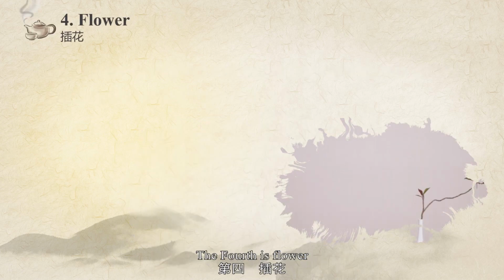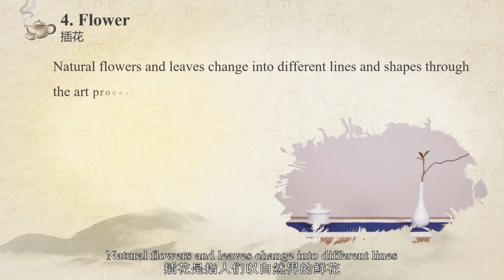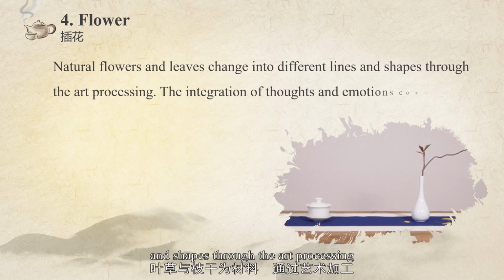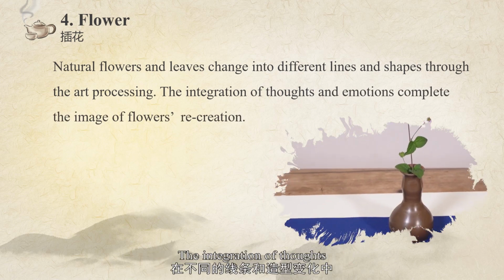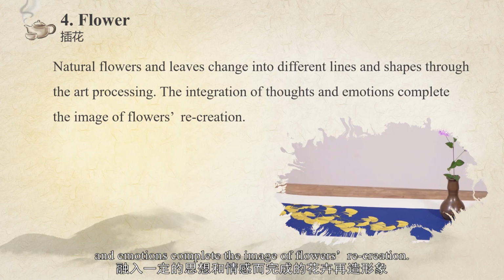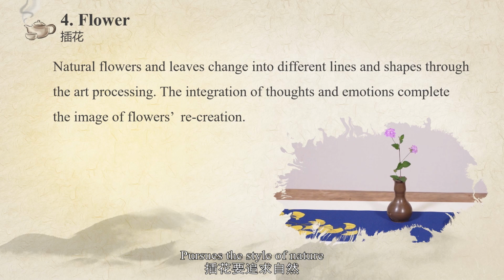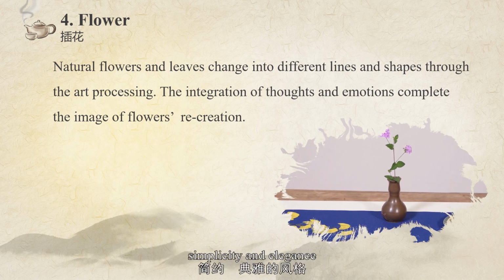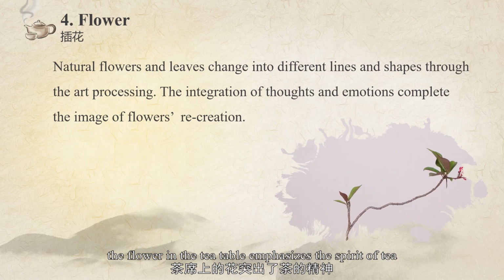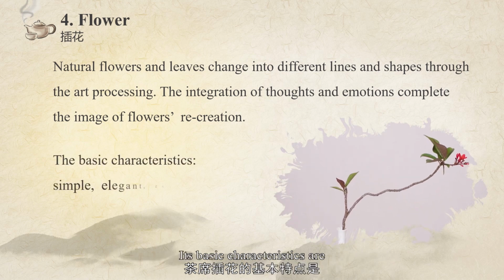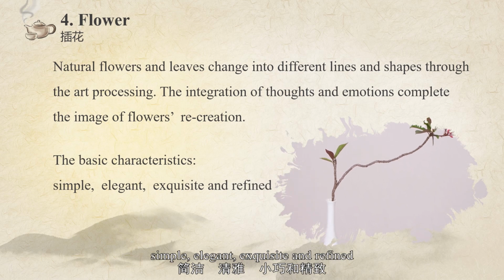The fourth is flower. Natural flowers and leaves change into different lines and shapes through art processing. The integration of thoughts and emotions completes the image of flower recreation. It pursues the style of nature, simplicity, and elegance. The flower in the tea table emphasizes the spirit of tea. Its basic characteristics are simple, elegant, exquisite, and refined.